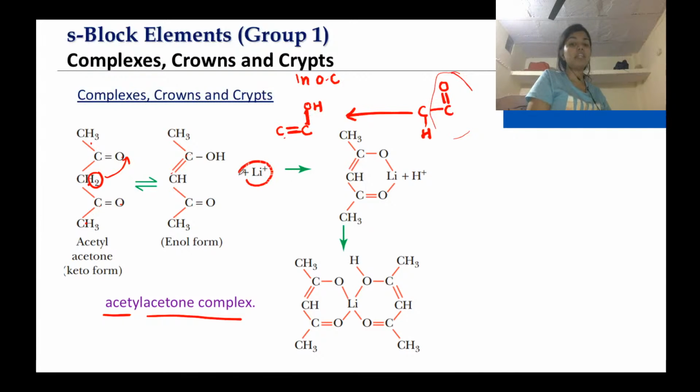Now it coordinates with lithium in this way. Oxygen from here and here also from oxygen, then the coordination happens. Now another molecule of acetyl acetone in the enol form coordinates to it in this way, and this complex is known as what? Acetyl acetone complex, right? So potassium forms complex with salicylic aldehyde and lithium forms complex with acetyl acetone.